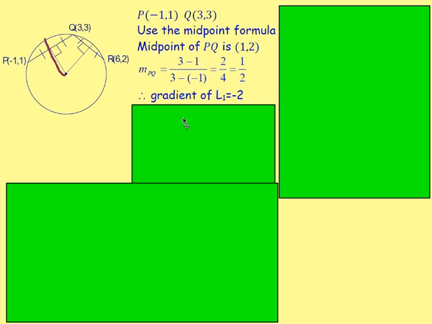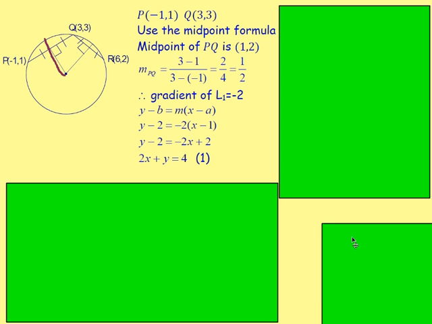From there, you can get the equation of that line by doing y minus b equals m bracket x minus a. Use the midpoint for that, it's the only point that you know, and use the gradient of negative 2. Sub them in, and you will end up with 2x plus y equals 4. So that will be the equation of this perpendicular bisector.